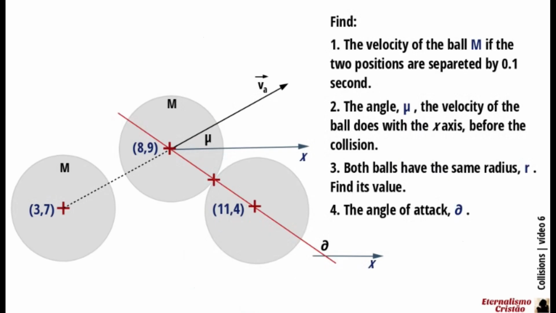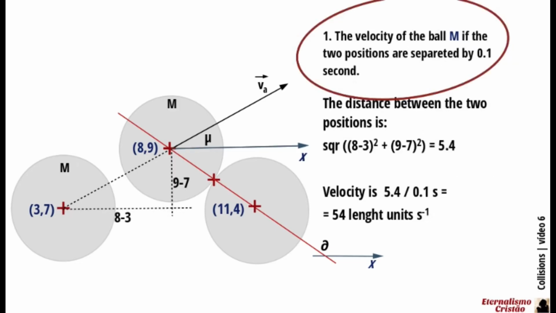Solve this easy problem. Find: 1. The velocity of the ball m if the two positions are separated by 0.1 seconds. 2. The angle, mu, the velocity of the ball does with the x-axis, before the collision. 3. Both balls have the same radius, r. Find its value. 4. The angle of attack, delta. Solve, before viewing the solution.